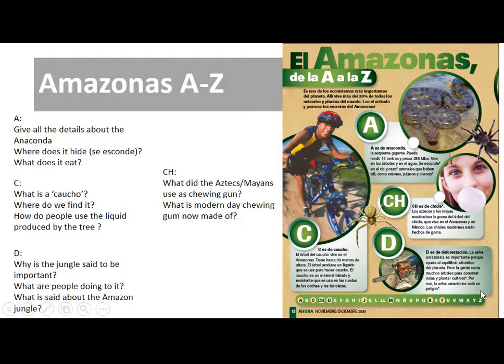For letter D, which is deforestacion, why is the jungle said to be important? What are people doing to it, and what's said about the Amazon jungle in particular? And finally, Ch. What did the Aztecs or the Mayans use as chewing gum? Chicle. What is modern day chewing gum now made of? Again, according to the text. And if you find this a little bit difficult in places, that's normal.